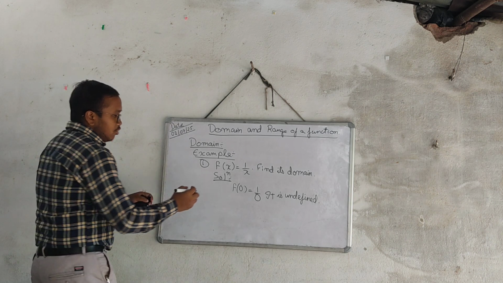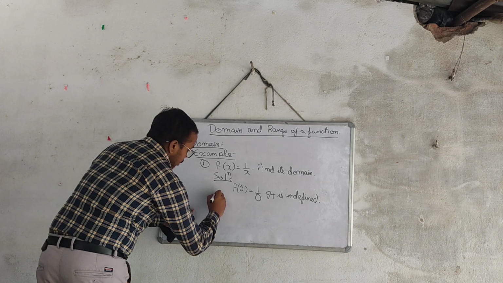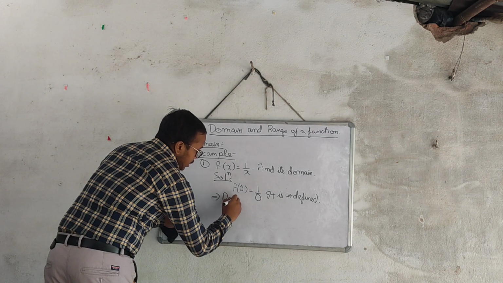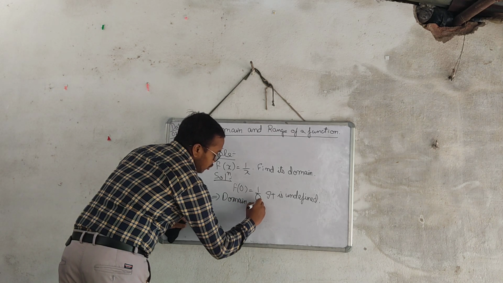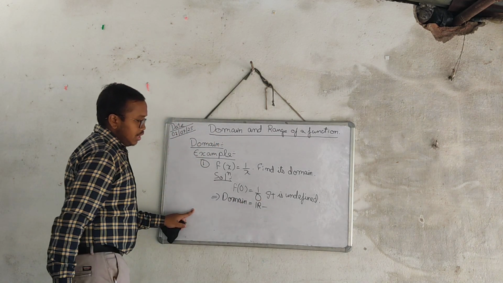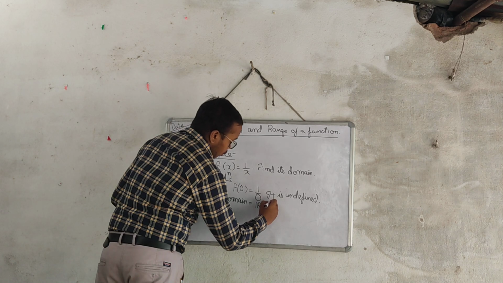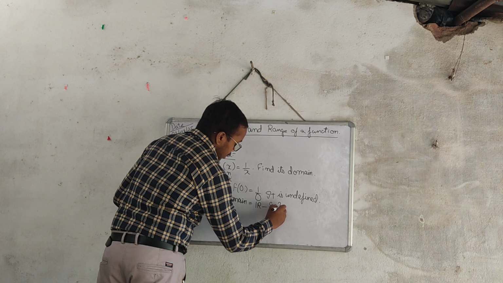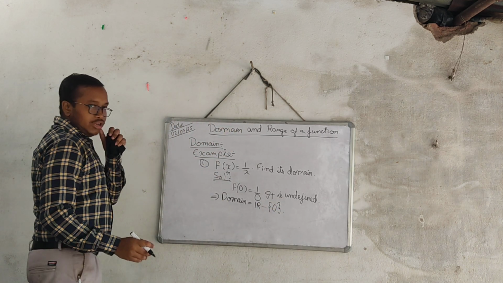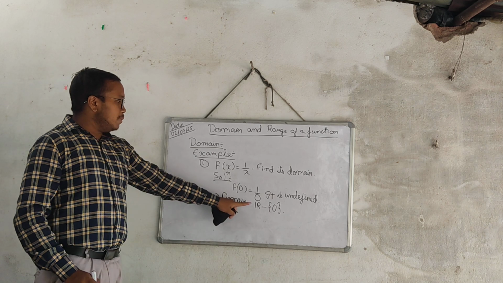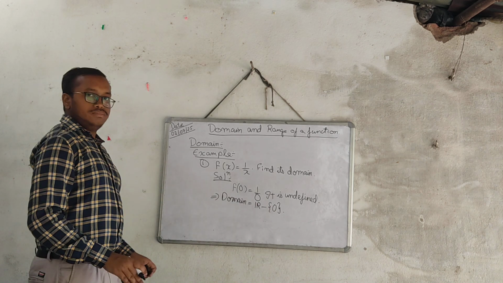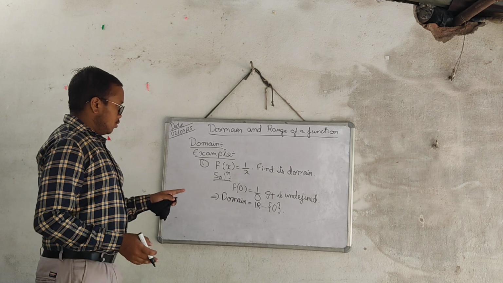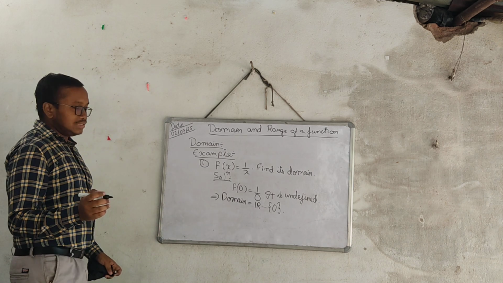So here we find out that the domain will be equal to the set of all real numbers except 0. Okay, are you clear? Here the domain will be a set of all real numbers except 0. Okay, now we'll do the second example.